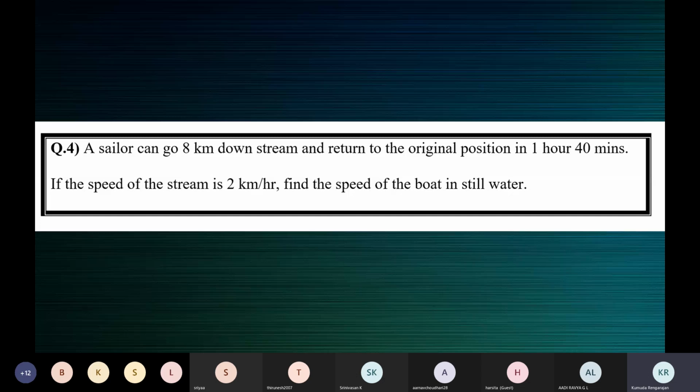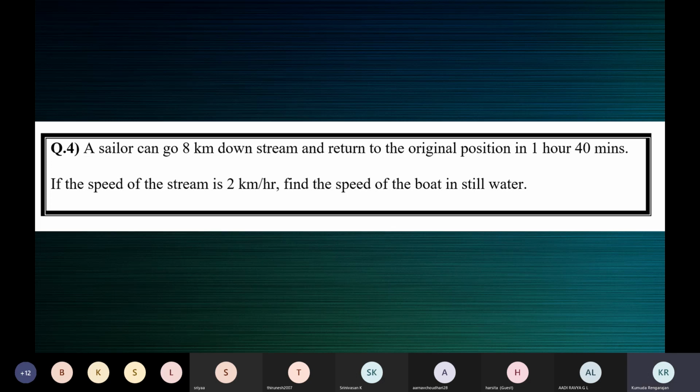You can see there, a sailor can go 8 kilometers downstream and return to the original position. That means the sailor goes 8 kilometers at the net speed of x plus 2 kilometers per hour, and he returns, meaning he again covers 8 kilometers at the speed of x minus 2 kilometers per hour. Because x is the speed of the boat in still water, x plus 2 is the speed downstream and x minus 2 is the speed upstream.